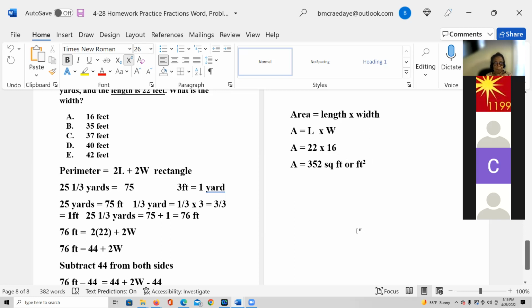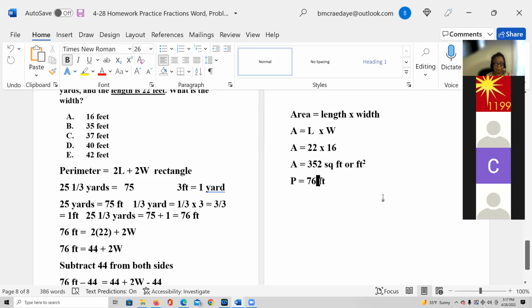Because 22 is the length and 16 is the width, and it's two each. So that same house, that's a rectangle that had a perimeter of 76 feet, has an area of 352 square feet. So notice the difference. The perimeter was 76 feet, and the area was 352 square feet.